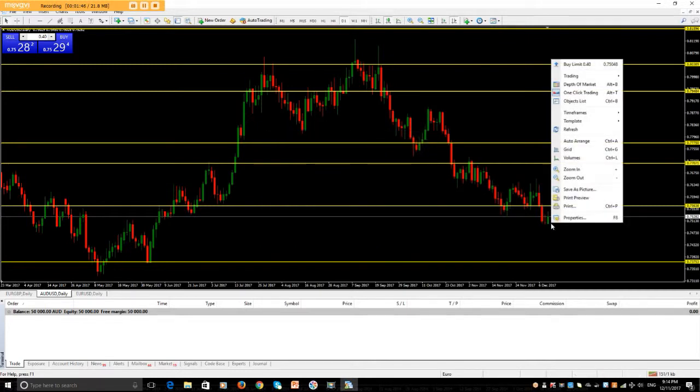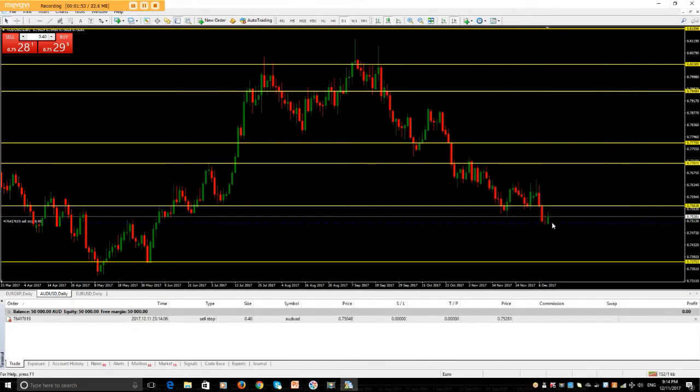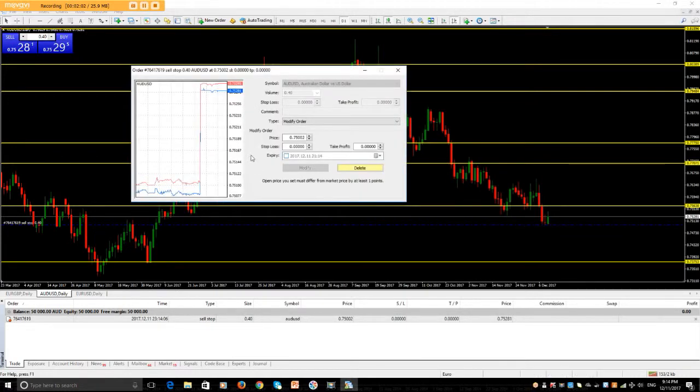So what I'm going to do is right click on the chart and click sell. Once I've clicked sell at this point, I'm going to right click on it and modify. When I click on modify, because I'm looking to sell, can you see sell at that point here? I'm going to put my stop loss on. I'm going to click the up arrow and move it until it goes above where it is at the moment. And then my take profit.